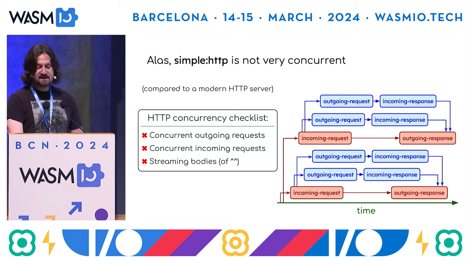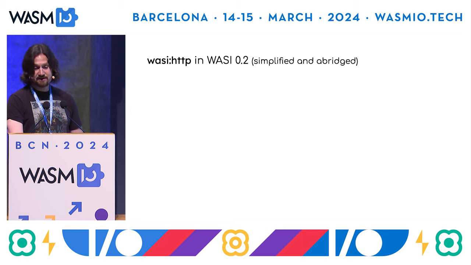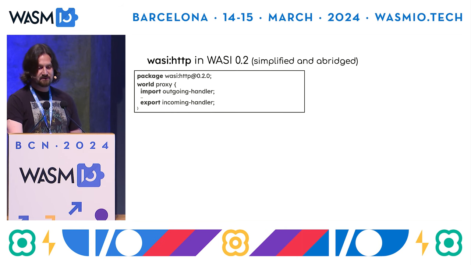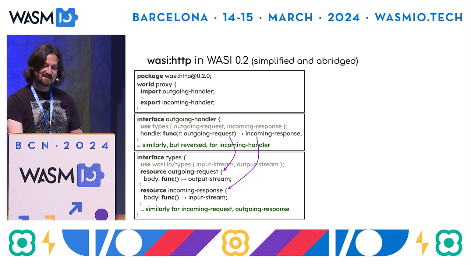And then lastly, we want streaming bodies of these requests and responses so that as different chunks of data arrive, I get them as they come in. And we need to be able to do all this. So instead of this simple HTTP, in WASI 0.2, WASI HTTP is defined like this. The proxy world imports an outgoing handler and exports an incoming handler, which are different interfaces. The outgoing handler will take an outgoing request and return an incoming response. And the incoming handler is similar with just reverse directions. And then instead of two request and response resources, we now have four, crossing request and response with incoming and outgoing. And all four of them have a body method that would return an input and output stream.